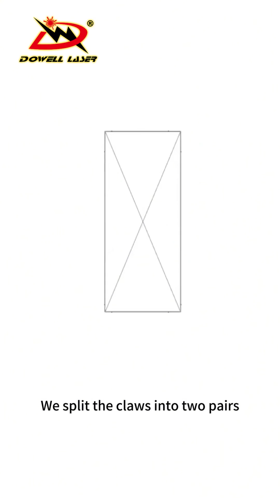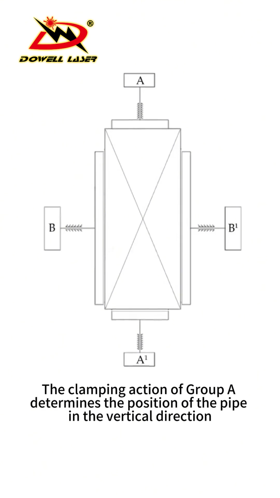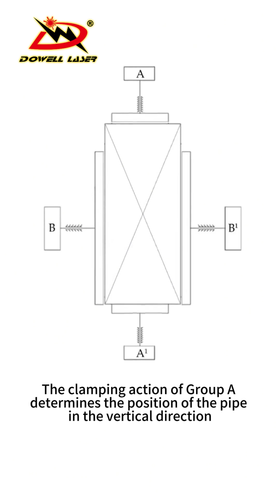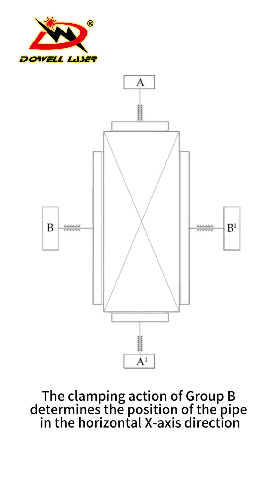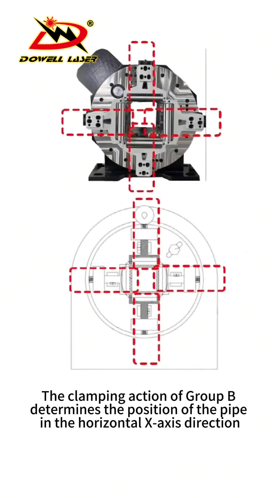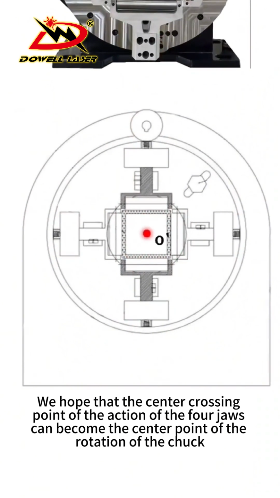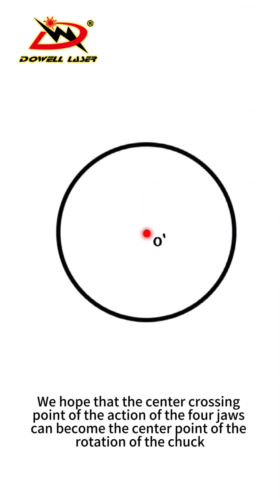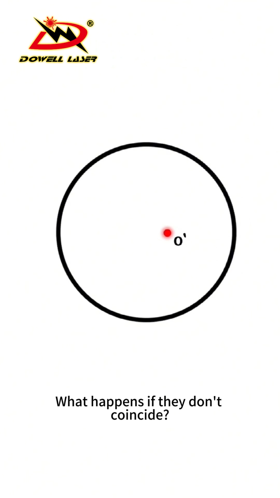We split the jaws into two pairs, divided into Group A and Group B. The clamping action of Group A determines the position of the pipe in the vertical direction. The clamping action of Group B determines the position of the pipe in the horizontal x-axis direction. We hope that the center crossing point of the action of the four jaws can become the center point of the rotation of the chuck. But most of the time these 2 points don't coincide. What happens if they don't coincide?